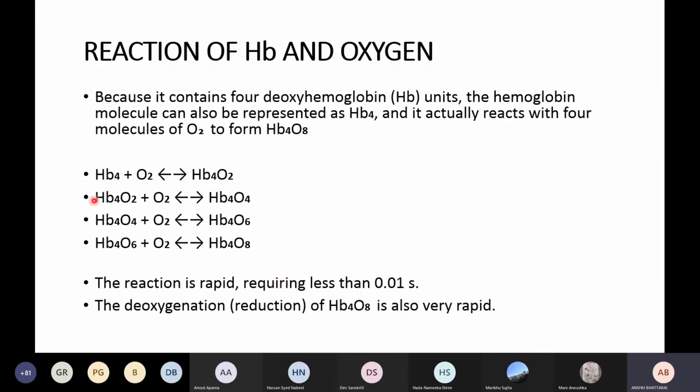So hemoglobin first contains 4 deoxyhemoglobin units, so it can be represented as Hb4, and it reacts with 4 molecules of oxygen. Like I said, one hemoglobin can bind 4 molecules of oxygen. So in the end, this is what you get: Hb4O8. And this reaction is very rapid, requiring less than 0.01 second.